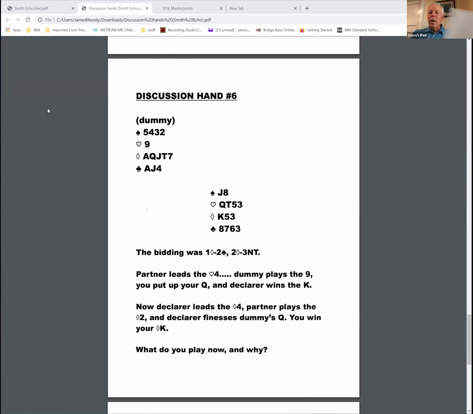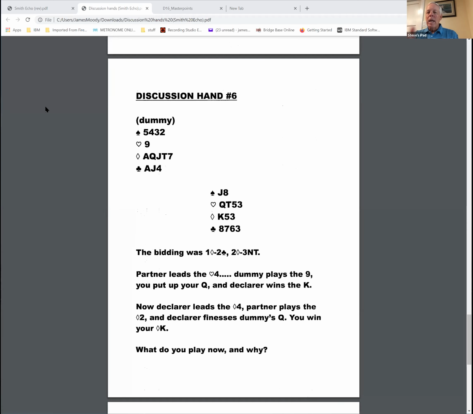Now looking at your hand and partner's lead, you would say, my goodness, partner led hearts, and look at my wonderful hearts. I better lead hearts back. But there ought to be a detail that jumps out at you. And that is partner's play of the 2 of diamonds on the Smith Echo trick. Remember, declarer won the heart and led a diamond, and that's the Smith Echo trick. And partner did not Smith Echo. Partner played the 2.